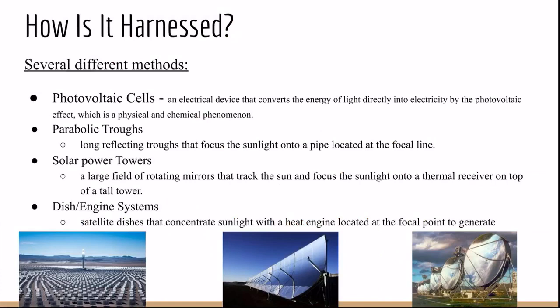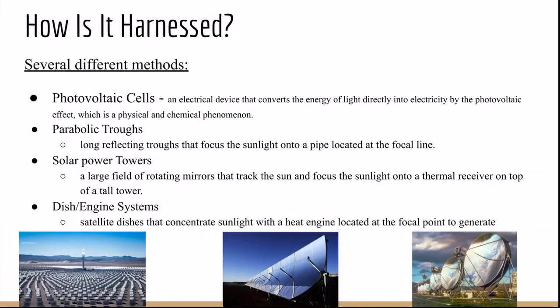How is it harnessed? There are several different methods. Some are photovoltaic cells, which are an electrical device that converts the energy of light directly into electricity by the photovoltaic effect, which is a physical and chemical phenomenon. Parabolic troughs, which are long reflecting troughs that focus the sunlight onto a pipe located at the focal line.